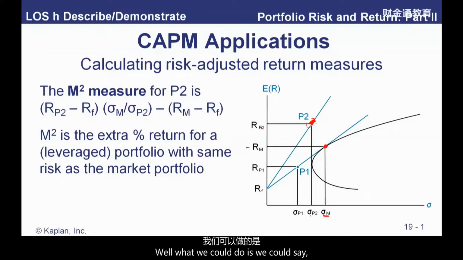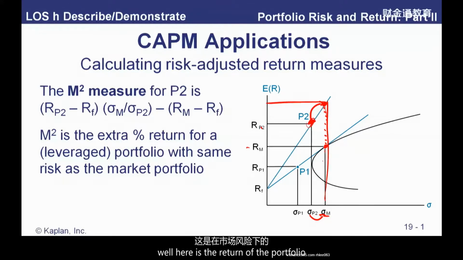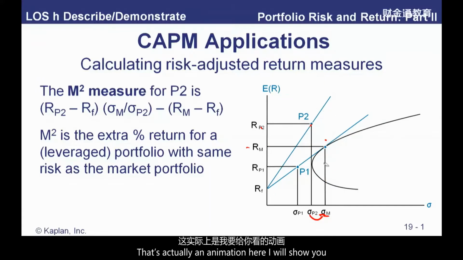Well, what we could do is we could say, let's take this and let's lever it up. All right? So lever it up to where? Well, let's lever it up to where it has the same risk as the market portfolio. So let's move up to here, right? That means just buy it on margin until we move the risk up to here. And then all we have to compare is returns. So if we put them on the same risk level here, we can say, here's the return to the portfolio given market levels of risk. Here's the return on the market. Well, that ends up being this measure that we're looking at, M squared. And there's actually an animation here I'll show you because it's better than my writing probably.